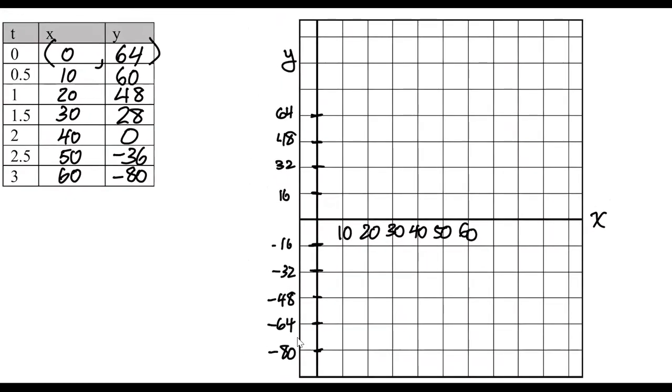So 0, 64, and you can go red there for those keeping score at home. 10 and 60, ballpark estimate, right about there. 20, 48, I believe that's a gain. 30, 28, so like around here. 40, 0. 50, negative 36, ballpark estimate. And then the final one, 60, negative 80. All right, and we know that we start at the highest part and work our way down through the ground, burrowing 80 feet, I would imagine, based off of the nature of the model.